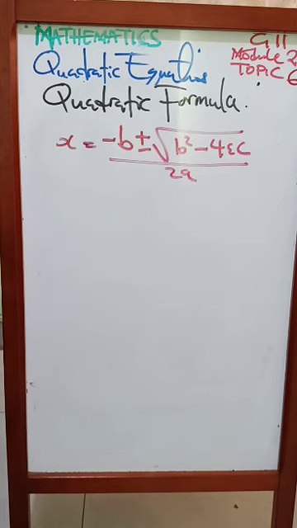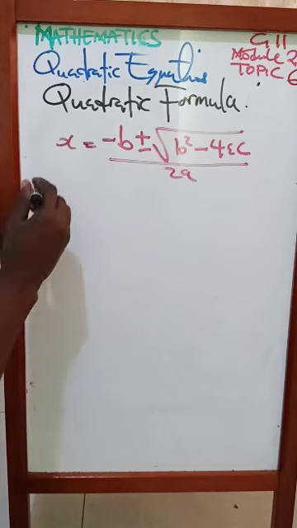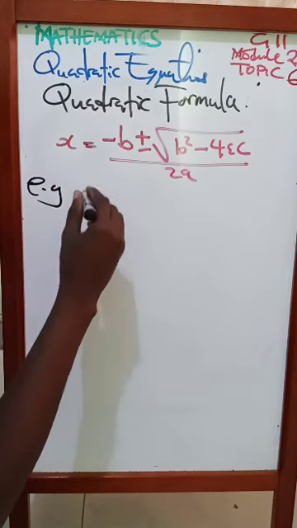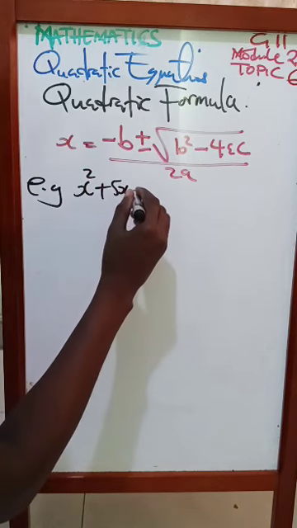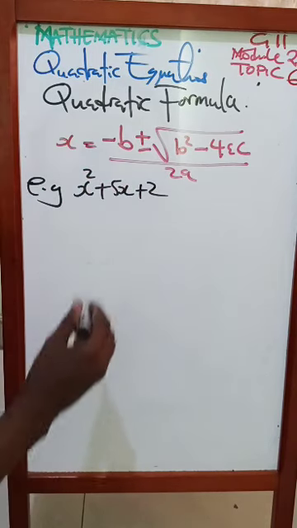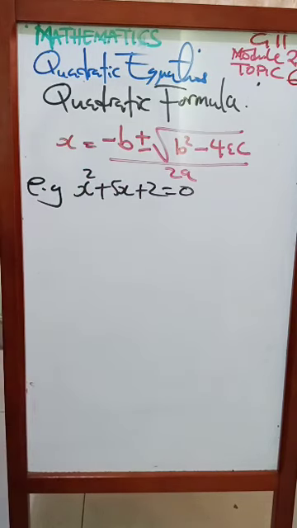In most cases, this formula is always given to you in an exam. So all you have to do is know how to use it. For example, if you're given a question, x squared plus 5x plus 2, and the question says, solve this quadratic equation, x squared plus 5x plus 2 is equal to 0, we want to find the solutions to this equation. What do we do? The first thing is to find the values of a, b, and c.